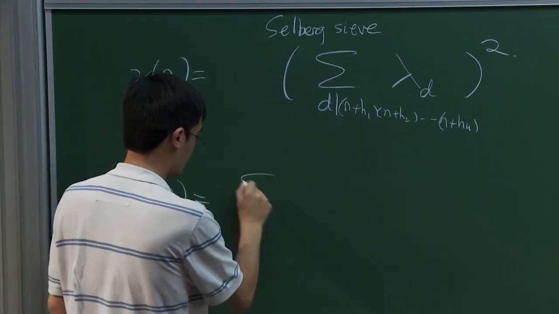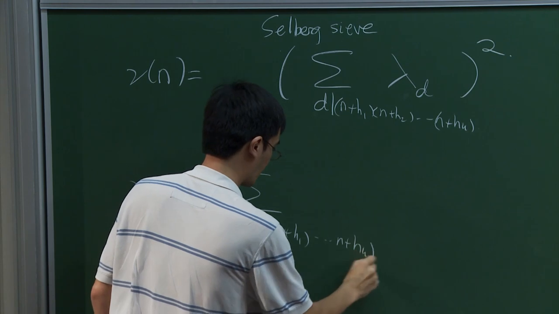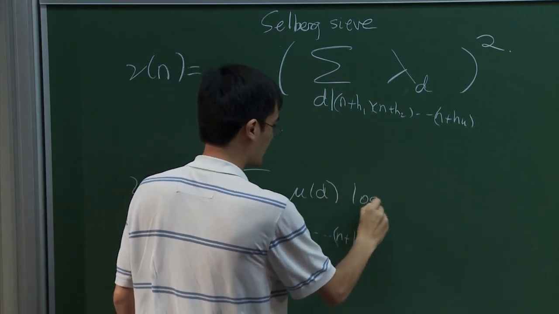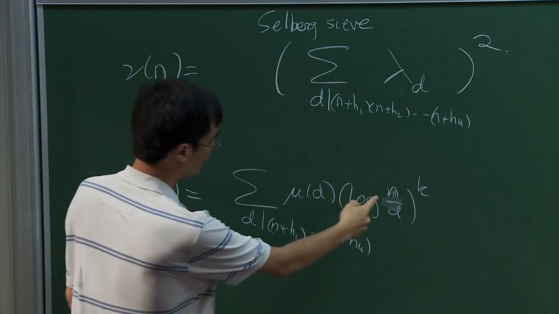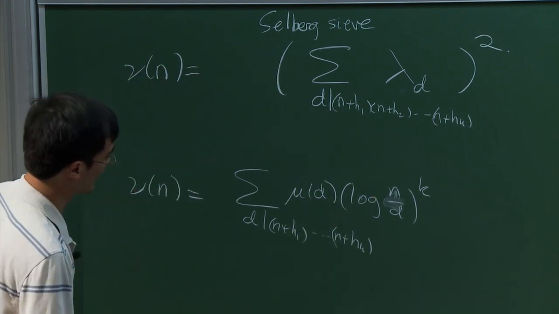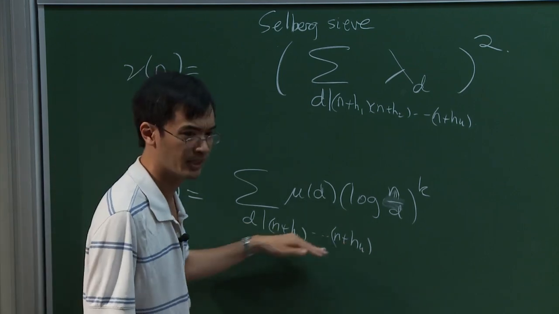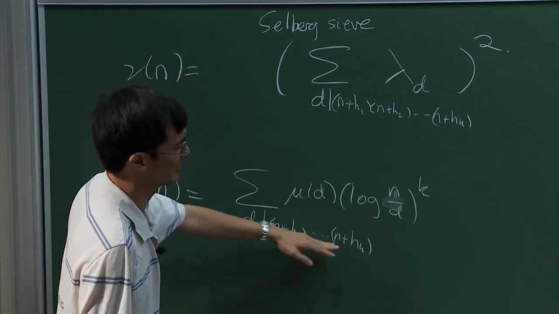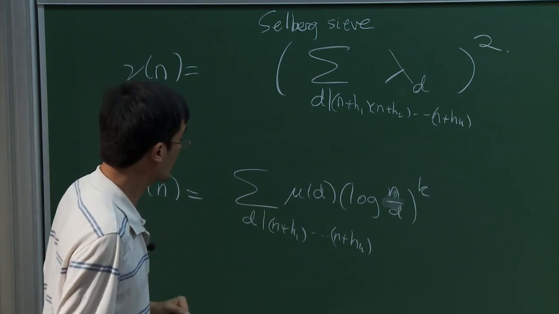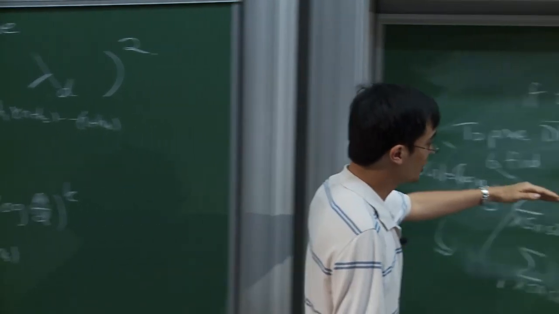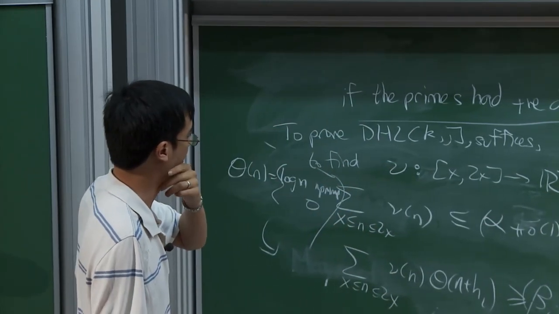So a good initial choice: if you pick mu of d times log of n over d to the k, so if you pick the kth von Mangoldt function applied to this product, n plus h1 up to n plus hk. This function, as it turns out, is basically only non-zero when all these guys are already prime. Maybe some can be powers of primes, but essentially this sieve is already non-negative and already picks out those numbers which are prime. And if you assume the highly ordered prime tuple conjecture for these bounds, you should get all the right bounds that you need, and you should be able to prove the whole prime tuple conjecture.